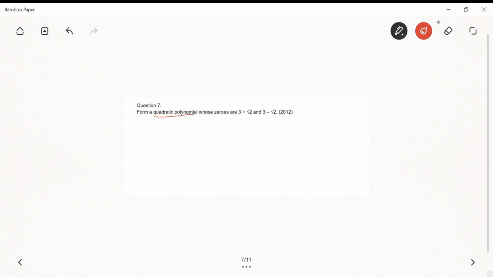Form a quadratic polynomial whose zeros are 3 plus root 2 and 3 minus root 2. Again, zeros are given to us, right? That means alpha is 3 plus root 2 and beta is 3 minus root 2. So first of all, we will find the sum of the zeros. Alpha plus beta is 3 plus root 2 plus 3 minus root 2. Root 2 and root 2 cancel out, so you will get 3 plus 3, which is 6.